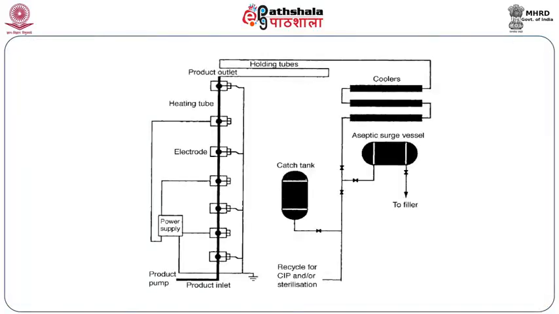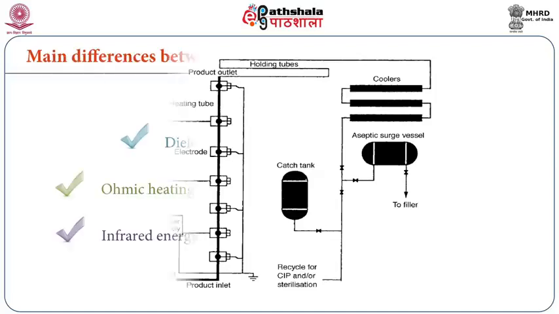So in the slide you can see a picture of ohmic heating. Here you have heating electrodes. The food is placed in between the electrodes. So the electrodes are connected, and in between the two electrodes your food is there. When passing the current, that resistance will be there. You can see in the picture how the electrodes are connected, and the product inlet and outlet, the flow rates, the catch tanks and the recycling, and all these things.